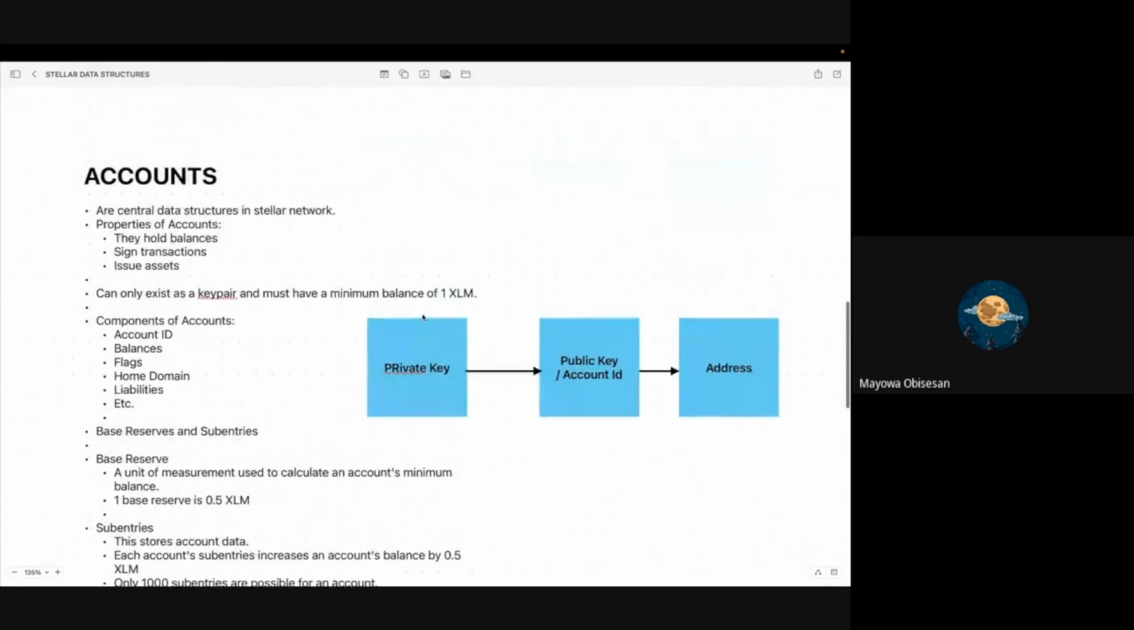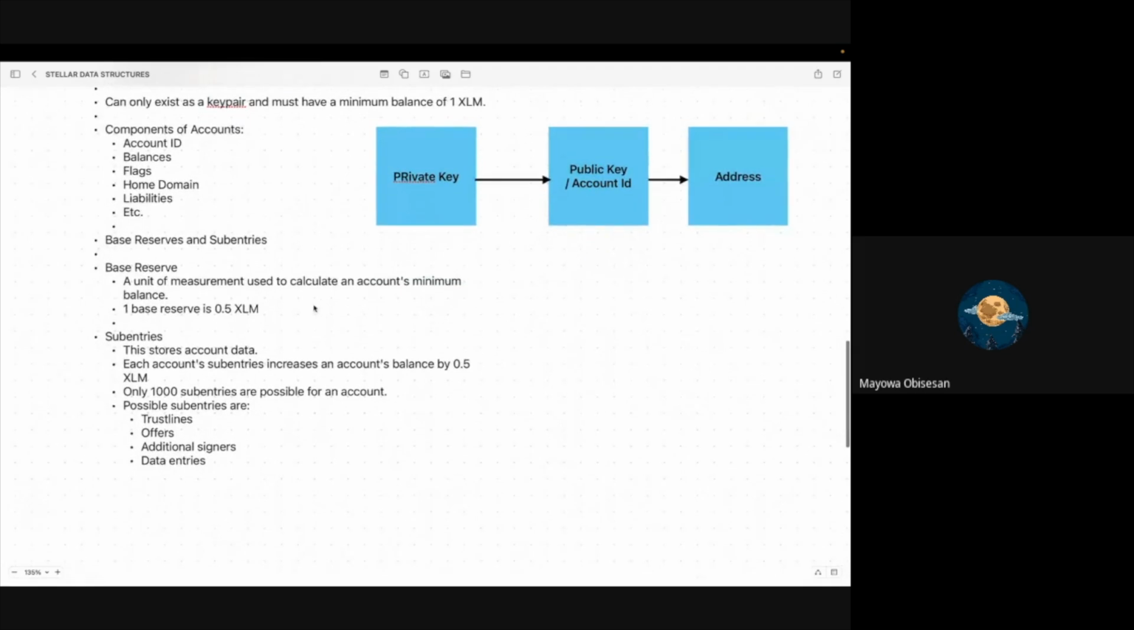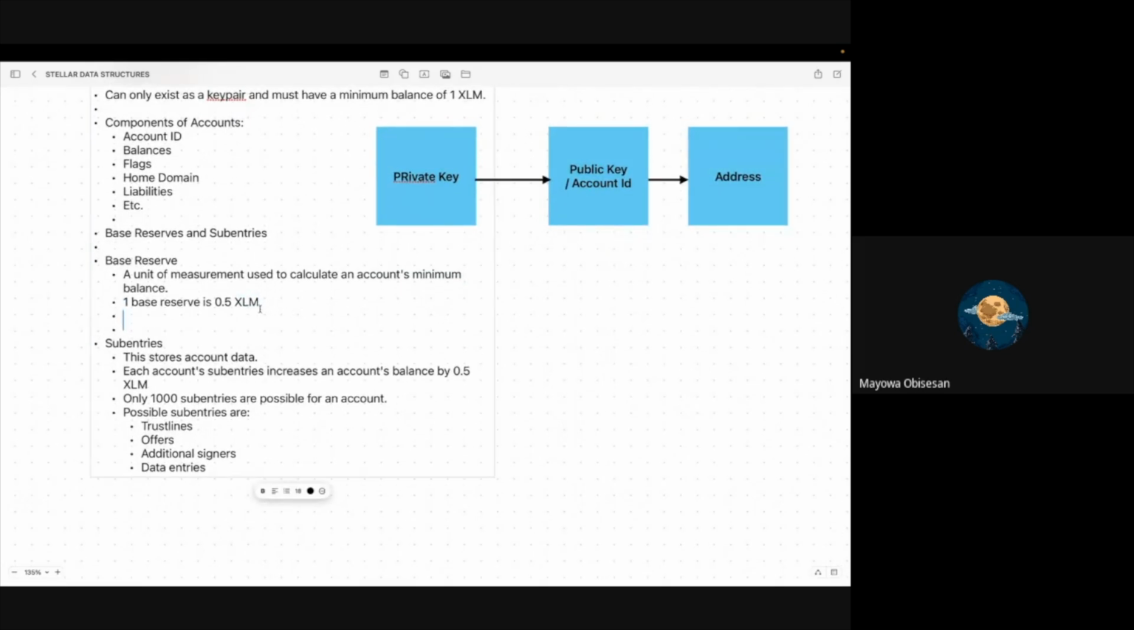And so that is why up here we said accounts can exist as a key pair and must have a minimum balance of 1 XLM, meaning that an account must have a minimum balance of 2 base reserves, which is still the same thing as saying you must have 1 XLM. So whichever way you see it, it basically means the same thing. So yeah, let's go to sub entries.